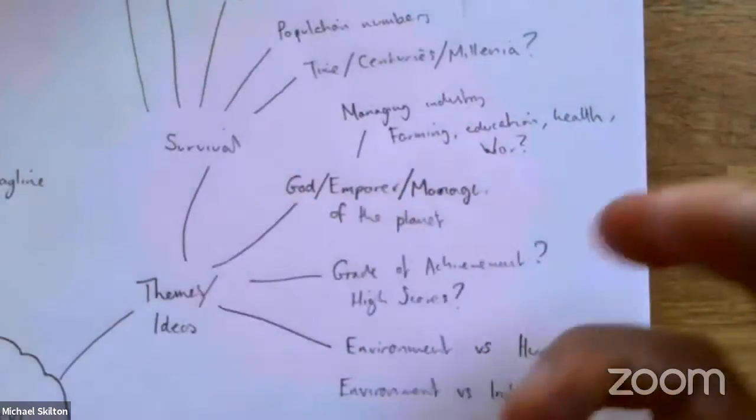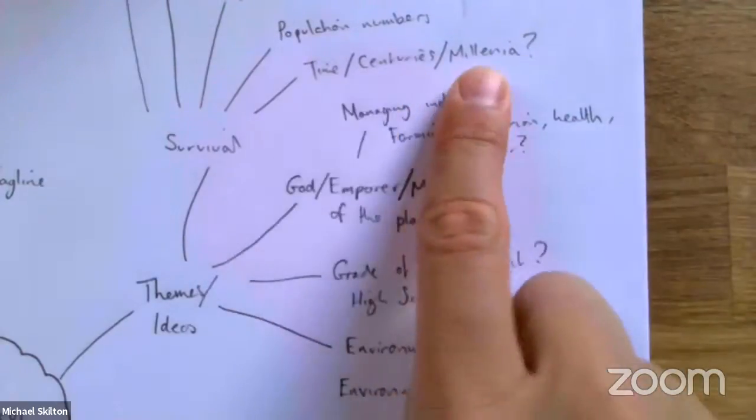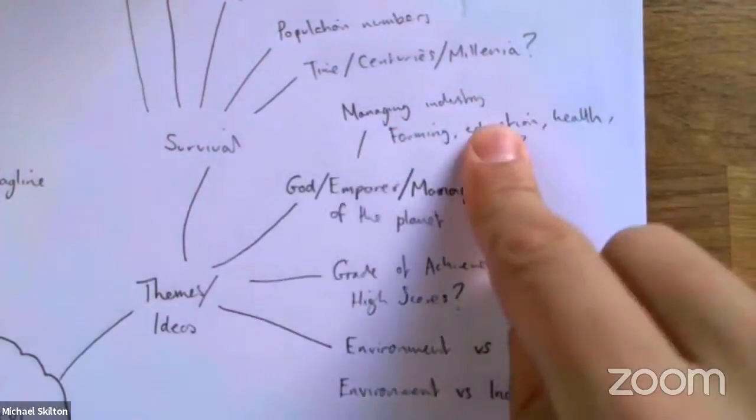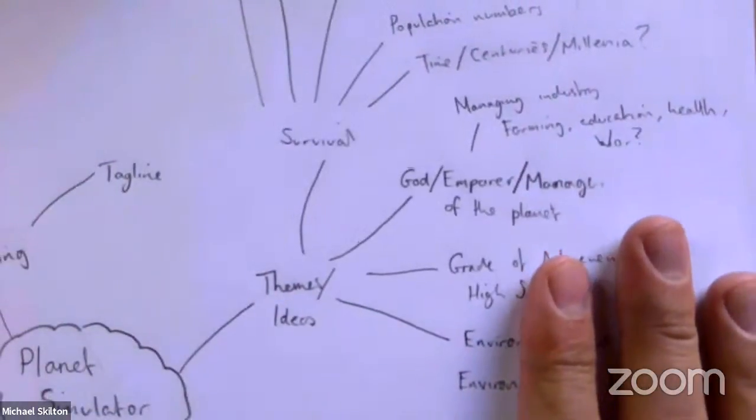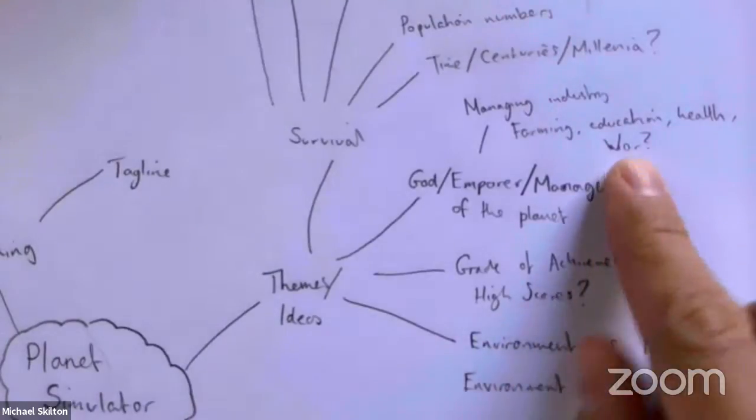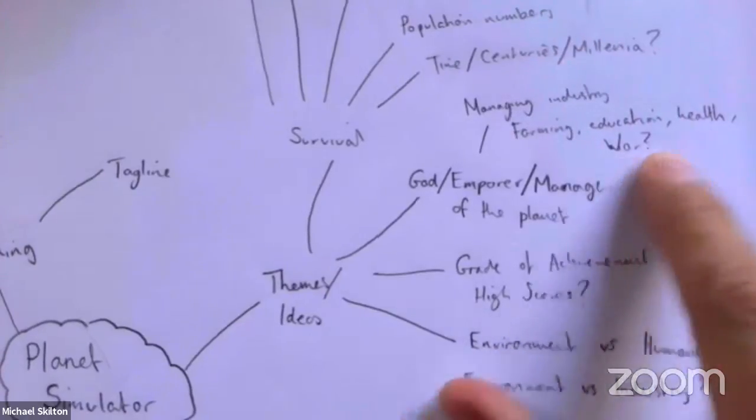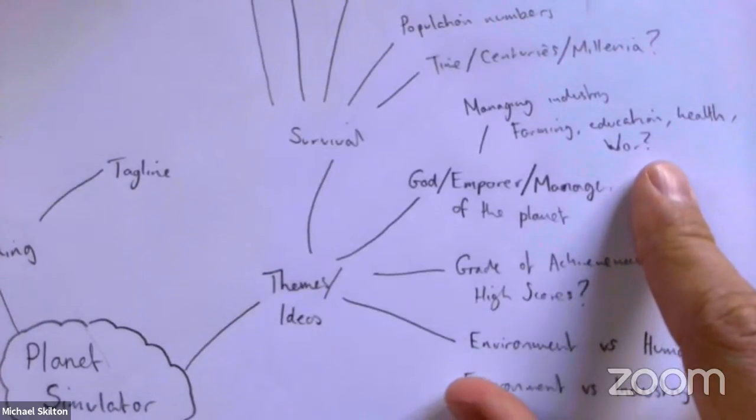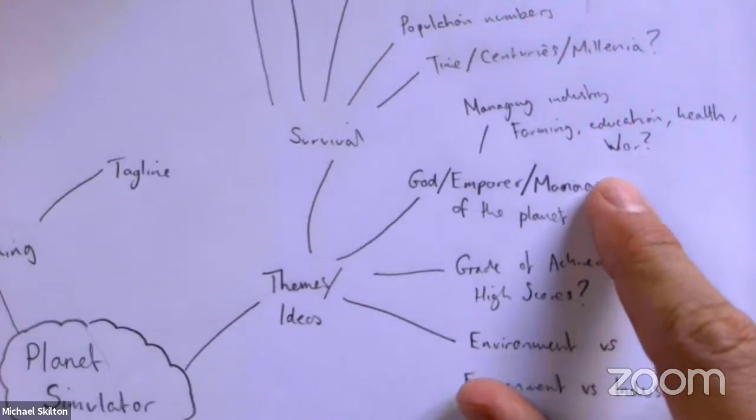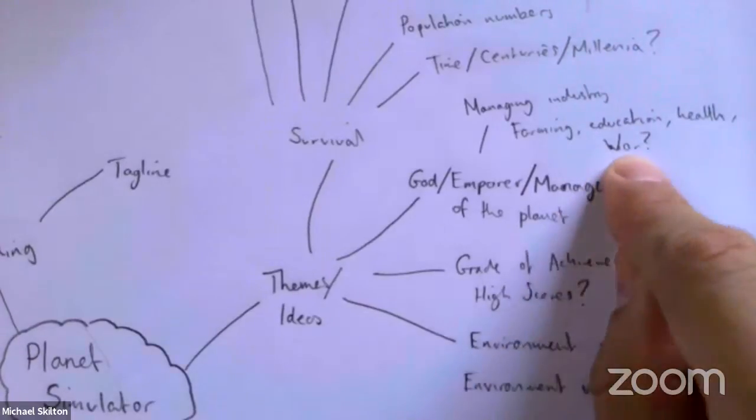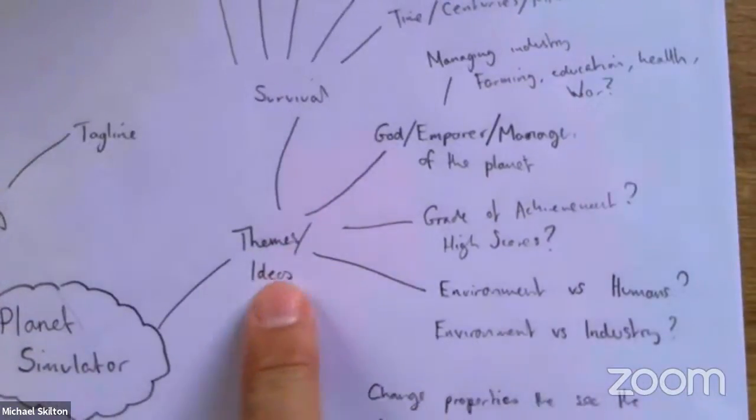Themes: I've said that we are God or the emperor or the manager of the planet, okay? Are we managing the industry? Are we in control of farming and education and wealth? Will there be war between these nations? I know that one of the biggest factors that stops the planet turning around and becoming a lot more green very quickly is the competition between nation states, and it's often seen to slow down your industry if you are to become more green. And therefore, that's one of the biggest challenges that anything green has: the competition between nation states. Themes and ideas.